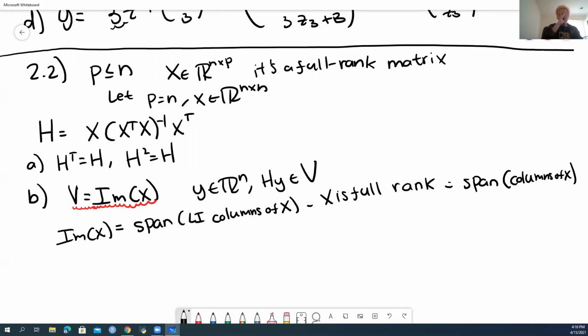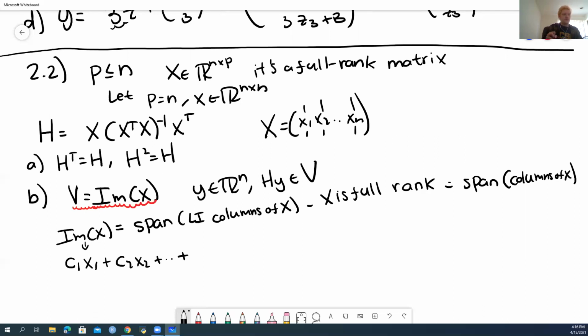And so I can rewrite the image of X as basically anything that looks like this. If I let X equal the columns X1, X2, through Xn, then the image of X is anything that looks like C1 X1 plus C2 X2 plus through Cn Xn. But this is also equivalent to saying the matrix X times a vector C, where C is equal to C1 through Cn.